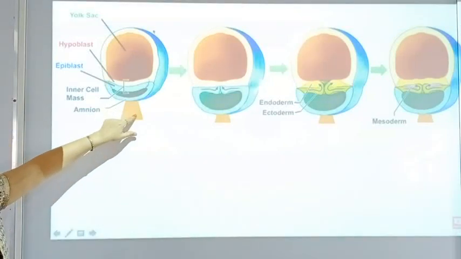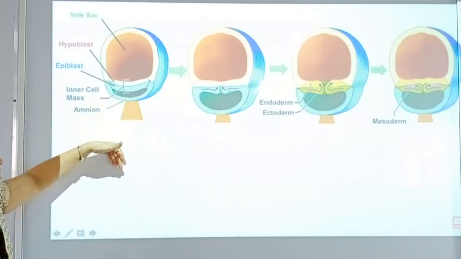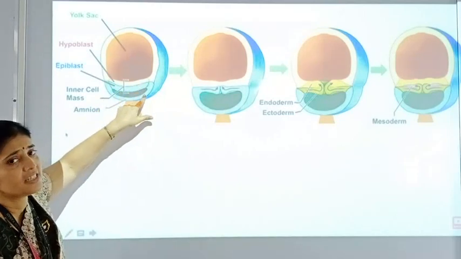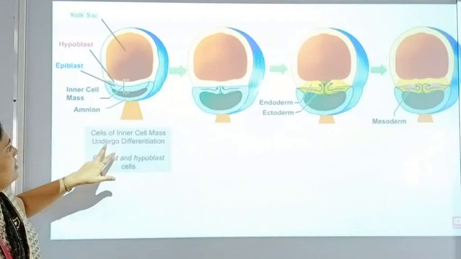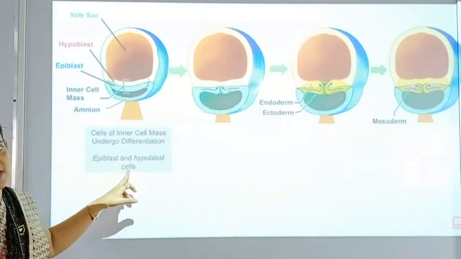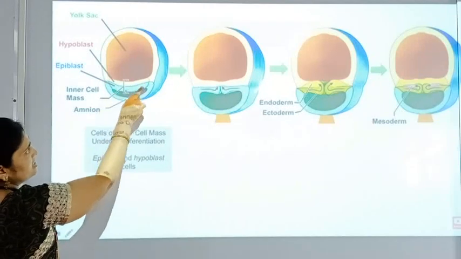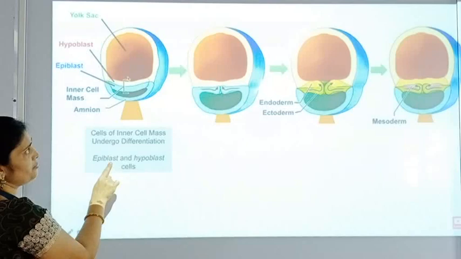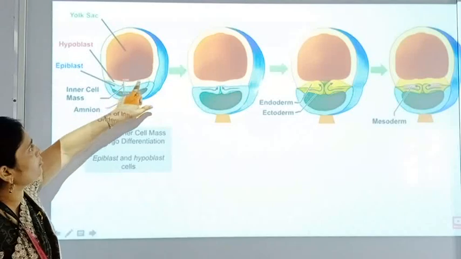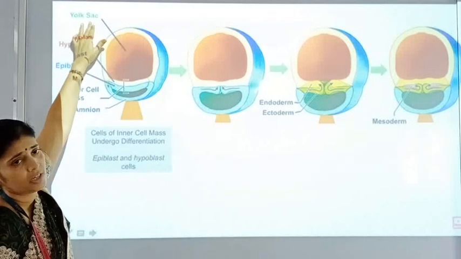This is the stalk by which the embryo is attached to the endometrial wall of the uterus, and here this is the inner cell mass. The cells of the inner cell mass undergo differentiation into epiblast and hypoblast cells. Some cells form this layer called the epiblast, and this yellow colored structure is called the hypoblast, and this hypoblast is growing and forming a cover around the sac-like structure called the yolk sac.